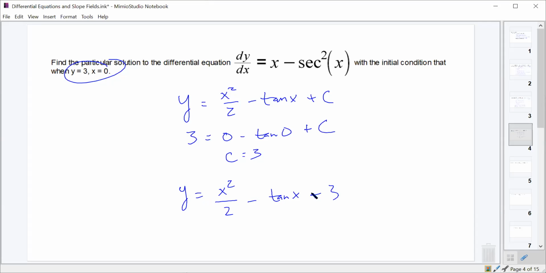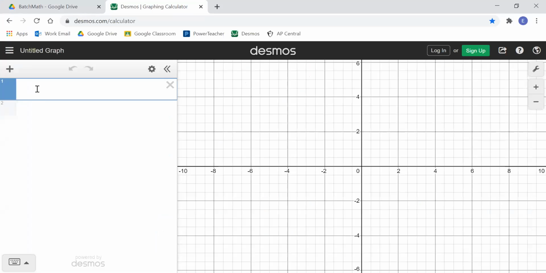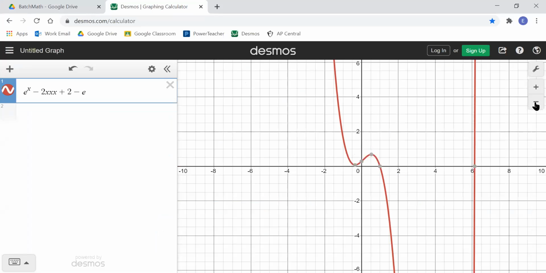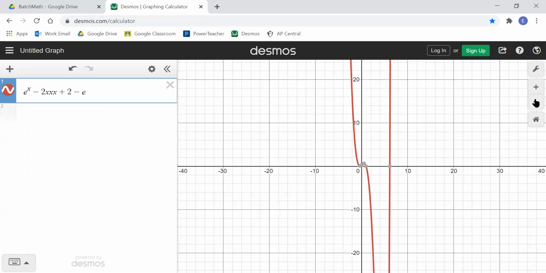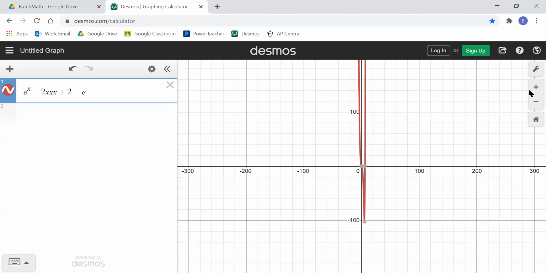talked about it yet. So I want to go back to this first particular solution that we talked about first here. So e to the x minus 6x squared, we integrated it and got this cool looking function e to the x minus 2x cubed plus 2 minus e, right? I'm going to graph that. Does that sound right? Okay. If we zoom back out, we can see it just is this nice smooth curve.